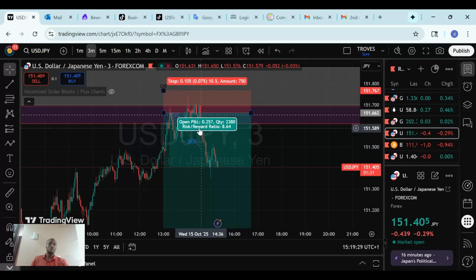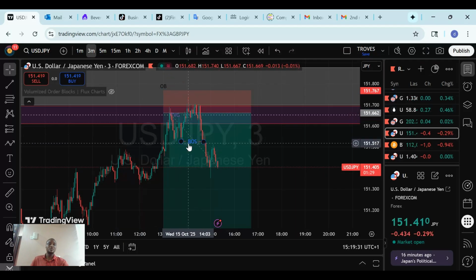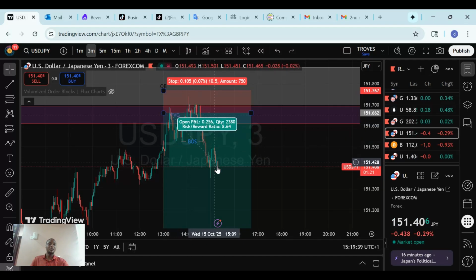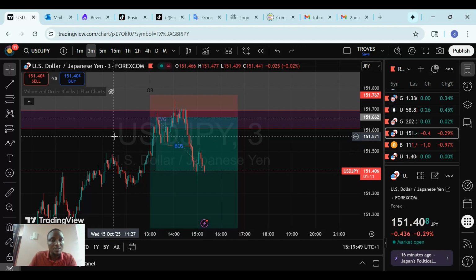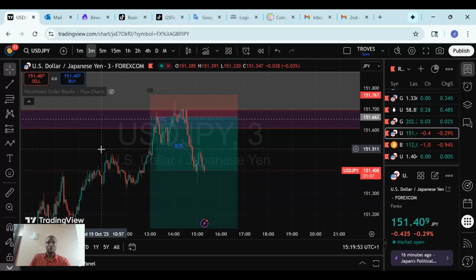Another way to use the confirmation entry, you can wait for price to break this break of structure here. There's a presence of a break of structure. You can wait for price to break this break of structure before you enter a confirmation entry. That is another way in which you can use confirmation entry in a 3 minutes time frame or even a 1 minute time frame. If I switch to the 1 minute time frame, it will basically give me almost the same result. So this is it, guys.